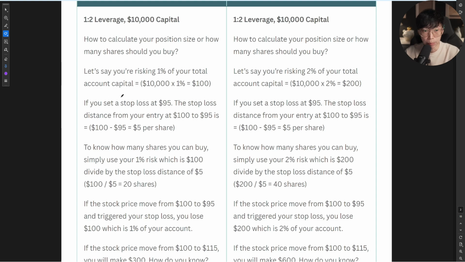Okay? For example, you set a stop loss at $95. So from your entry of, let's say, if you buy at $100 and set the stop loss at $95, right? So from $100 to $95, you know that your stop loss distance is actually $5. So how we come out with this figure is 100 minus 95 equals $5 per share. That will be your stop loss distance.